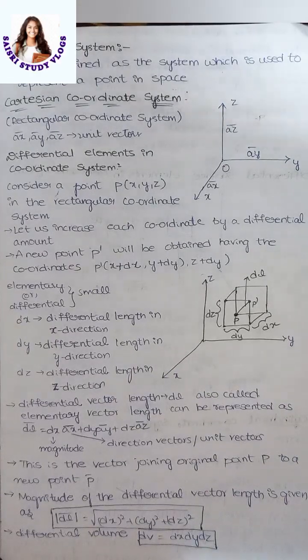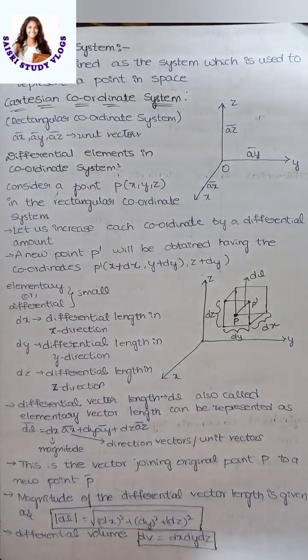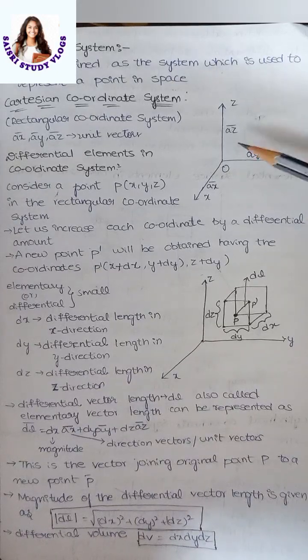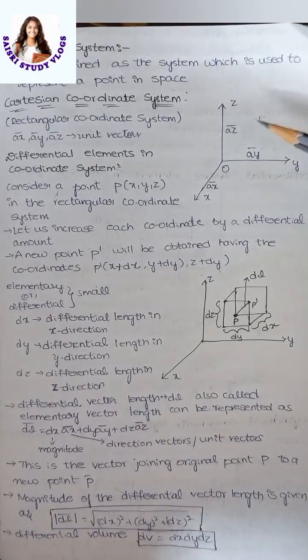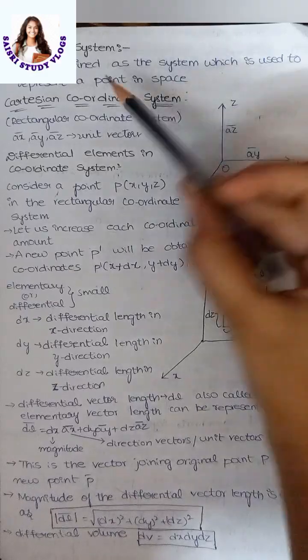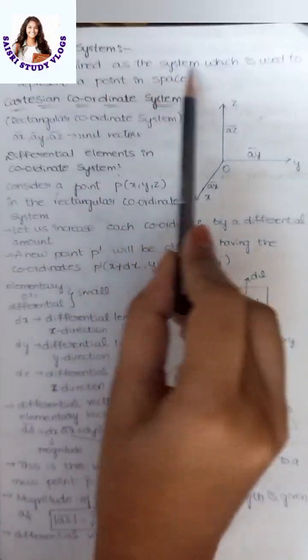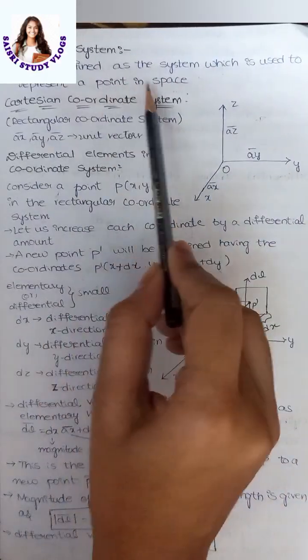In this video, let us see some coordinate systems. These coordinate systems are very useful in analyzing the transmission signals in EMTL. Firstly, we see the Cartesian coordinate system, and in another video, let us see the cylindrical. First, we have to know what is meant by a coordinate system. It is defined as the system which is used to represent a point in the space.